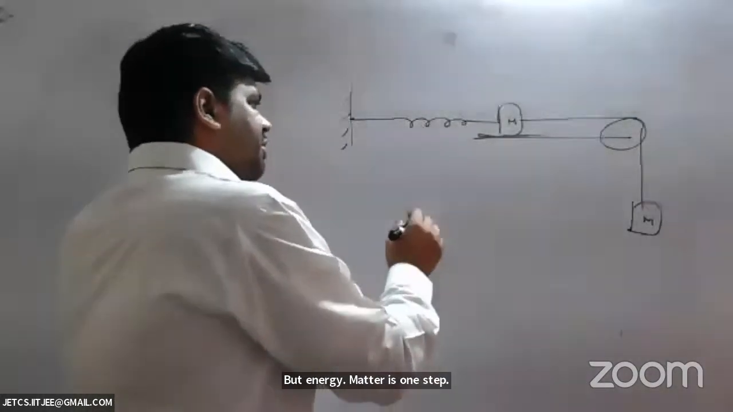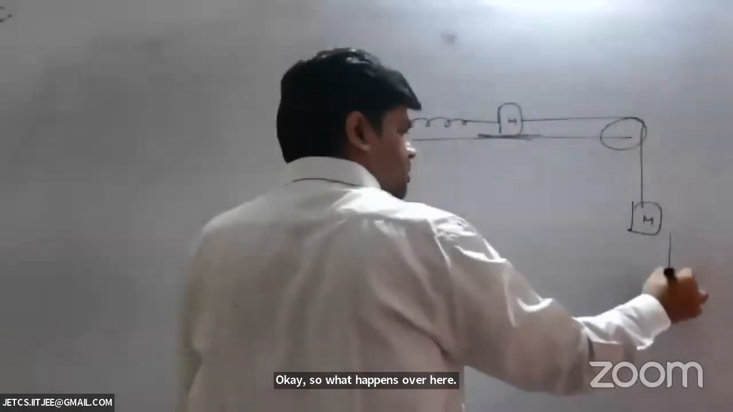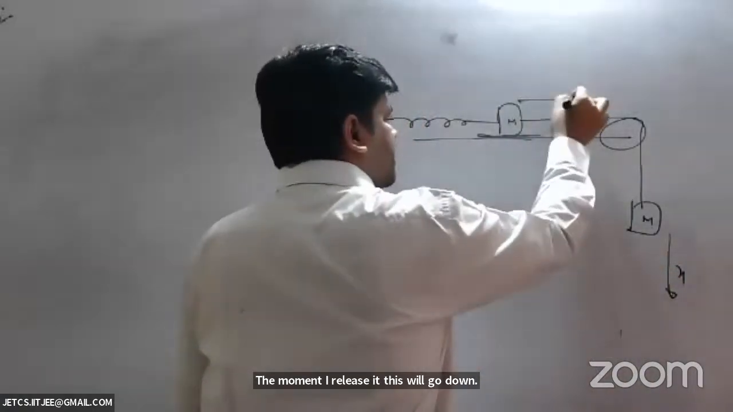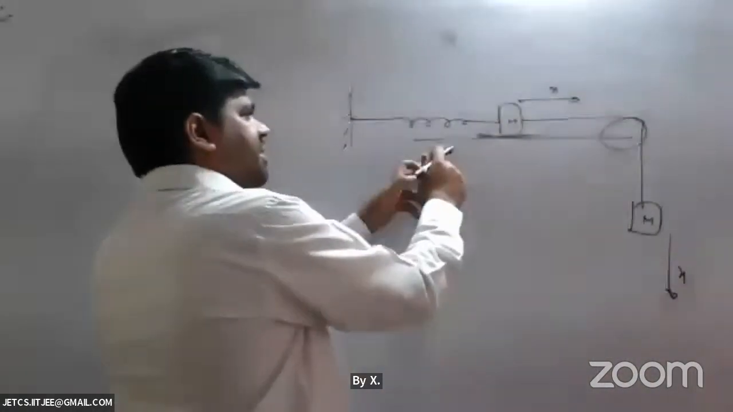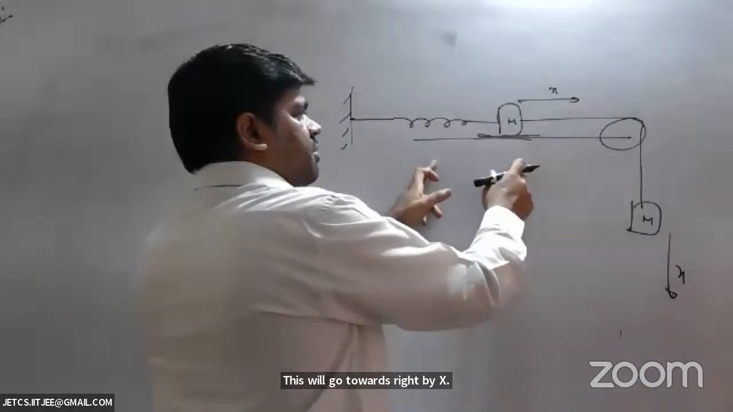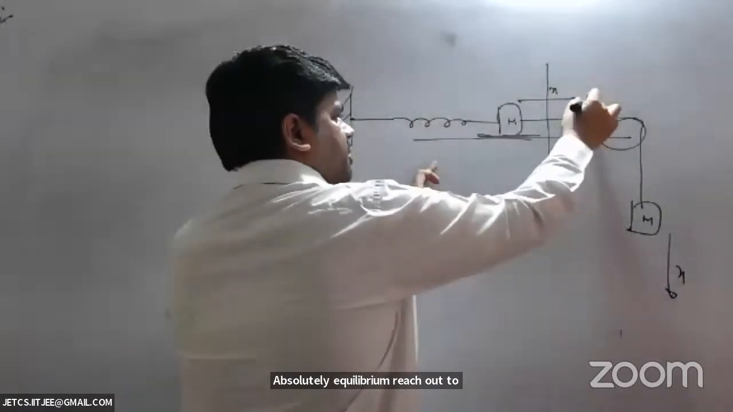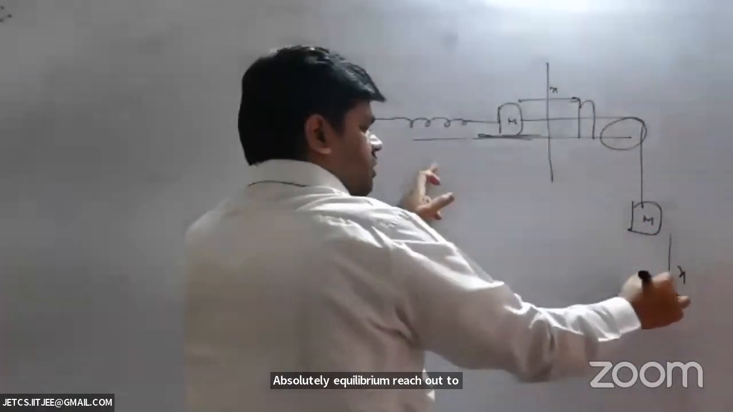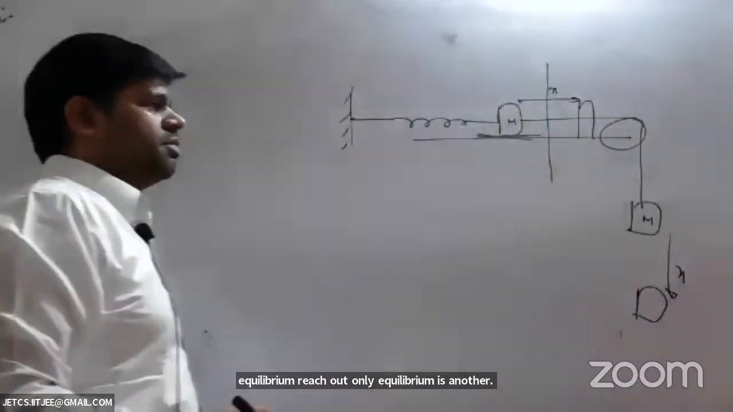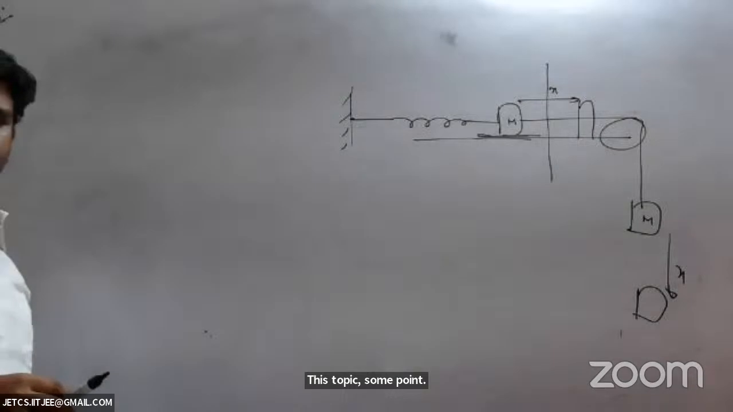Okay, so what happens over here? The moment I release it, this will go down by x. This will go towards the right by x. So the spring will get extended by x. It accelerates, reaches equilibrium, and after equilibrium it retards. It will stop at some point. That position is what I have to find out. At what x will it stop?